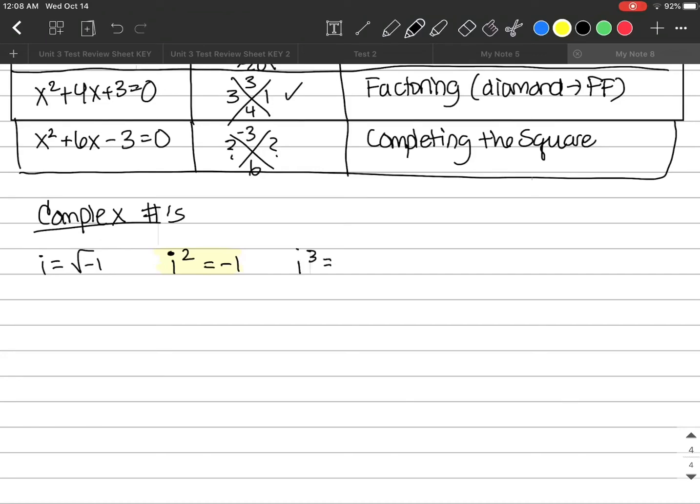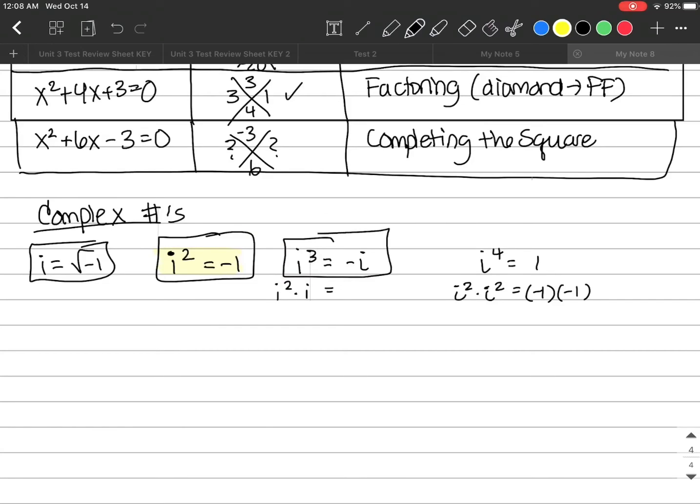That means i cubed is, if I do i squared times i, -i. And then i to the 4th power, I can break down into i squared times i squared, which I know is -1 times -1, which gives me +1. So these are the 4 things that you need to know.